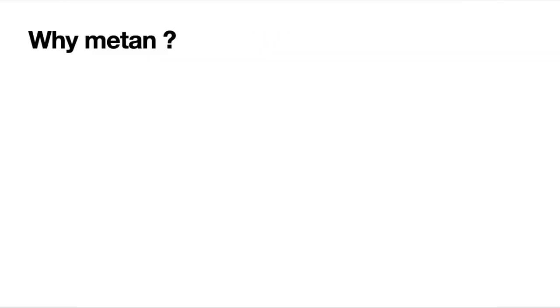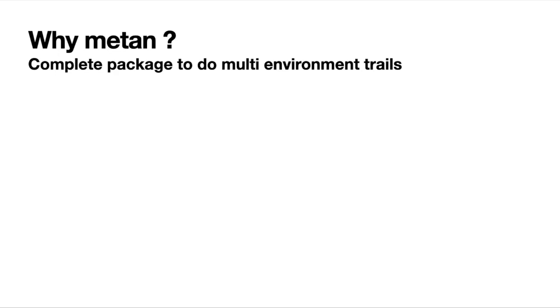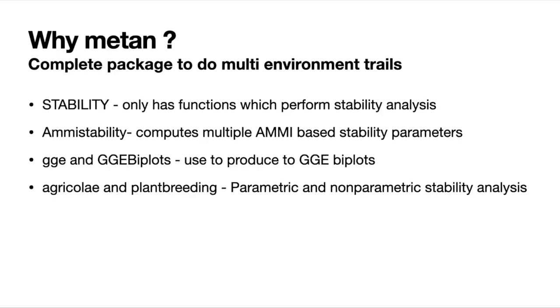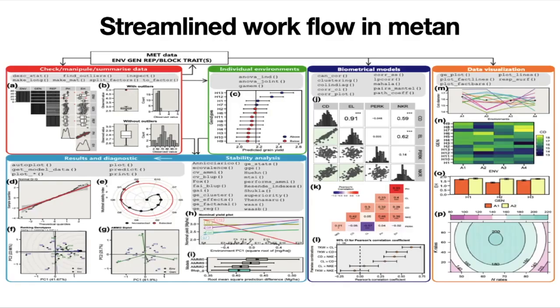With that said, if you ask me why we need to use metan only, because this is a complete package to do multi-environmental trait analysis. If you consider other packages such as stability, you will find only functions which can do stability analysis, and AMMI stability also does AMMI-based stability parameters, and GGE and GGE biplots can be used to produce GGE biplots. Agricolae and plant breeding will help in parametric and non-parametric stability analysis. And there is no such kind of interaction between these packages, as when compared to metan, we can find the work is very much streamlined. We can use only one package to do the entire multi-environmental trial analysis.